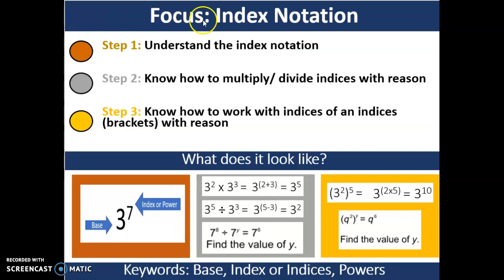Focus for today is on index notation, and there are 3 steps. The very first thing is we've got to understand why we're actually doing index notation. Second thing is we need to know what happens when we multiply or divide indices, and a little bit of reasoning there. And finally, we need to know how to work with indices of indices, basically brackets, and with reasoning. So these are the things that we're working on today. And we're going to be looking at keywords of base, index or indices, and powers.